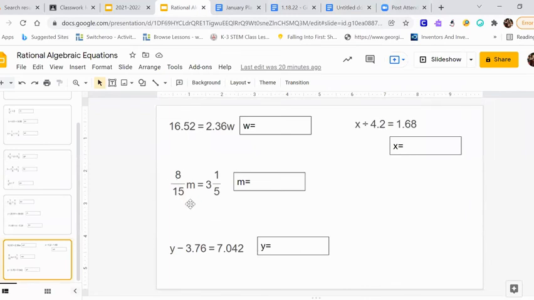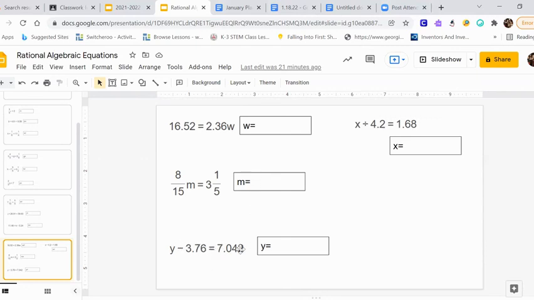This one is a real challenge one. So you're going to flip it to get it by itself, and it becomes 15/8. So then you're going to come over here times 15/8. You cannot multiply them without changing this into improper. So 5 times 3 is 15, plus 1 is 16, 16/5 times 15/8. Simplify before you multiply. Okay, you know how to do this one.